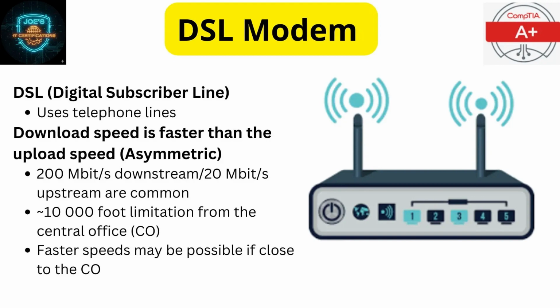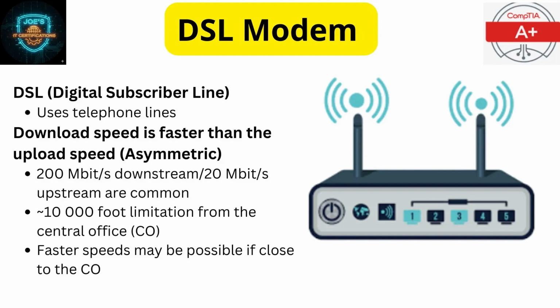traditional telephone network, and you can run a digital internet connection over that using DSL, or digital subscriber line. This uses the same wires that you use for your analog telephone, but also sends digital signals across it at the same time. DSL can give you reasonably good throughput as well. It's not uncommon to see 200 megabits downstream and 20 megabits upstream on many DSL networks. That throughput is affected by your distance from the central office, and there is a limitation of approximately 10,000 feet.